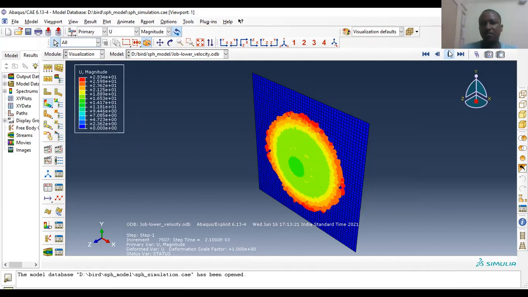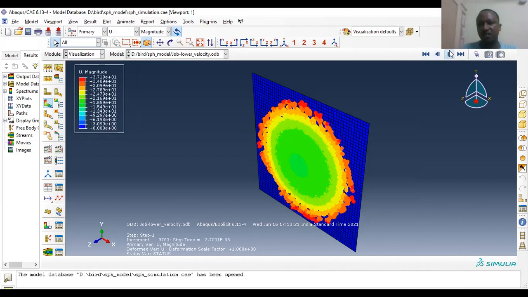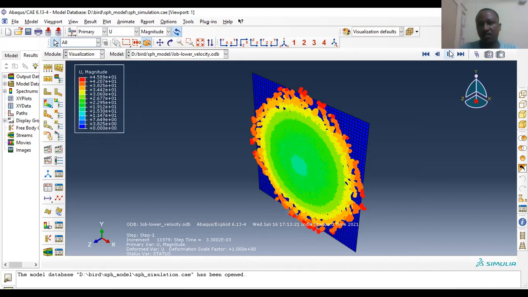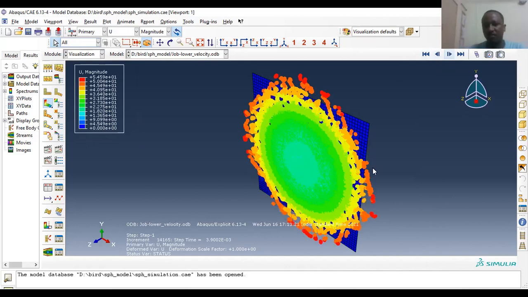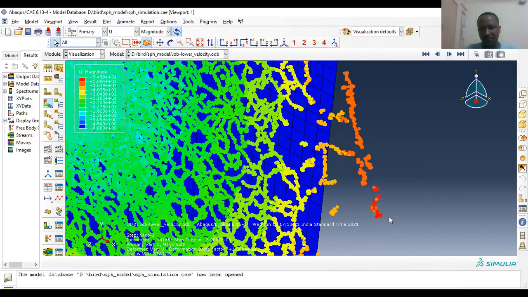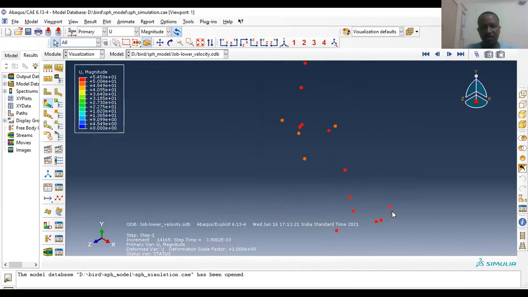This is how it is spreading over the surface of the structure. We can even see the particles here. We can zoom in on them, and we can see how it is distributing.